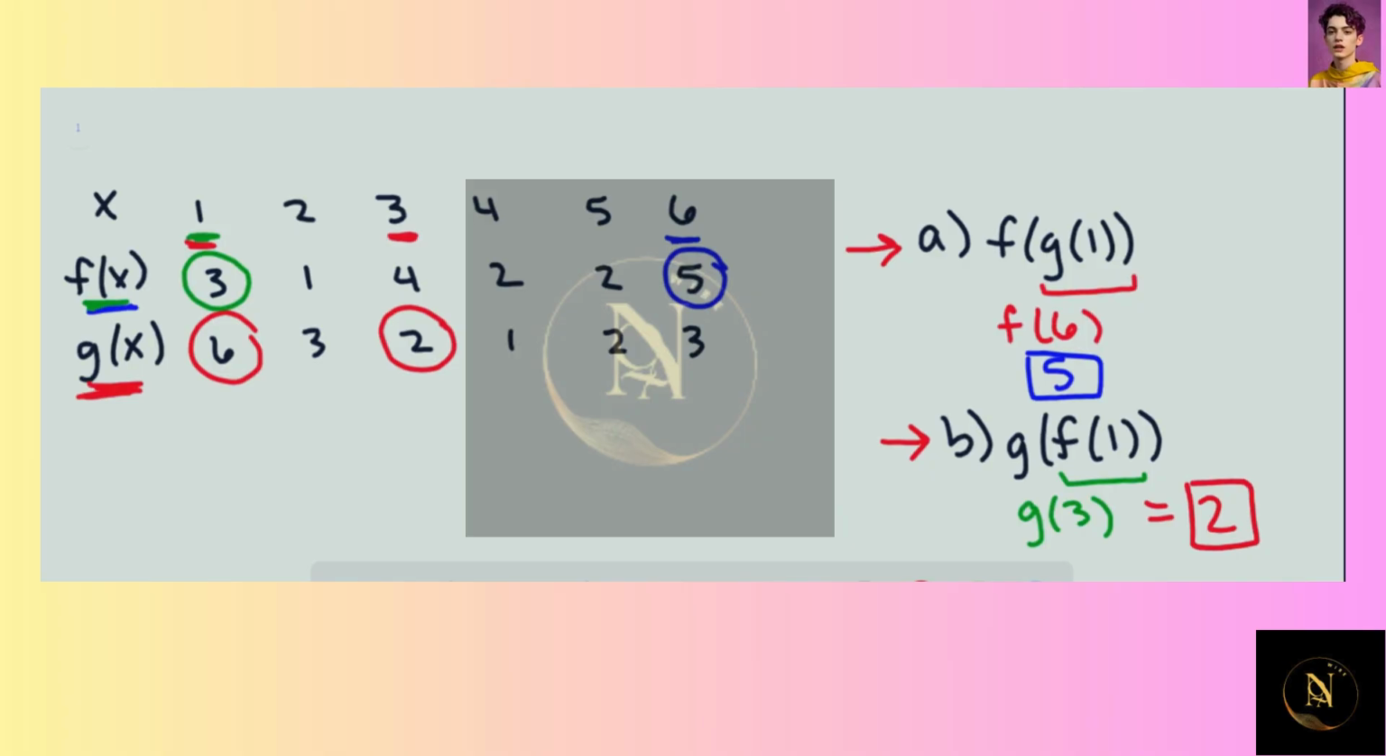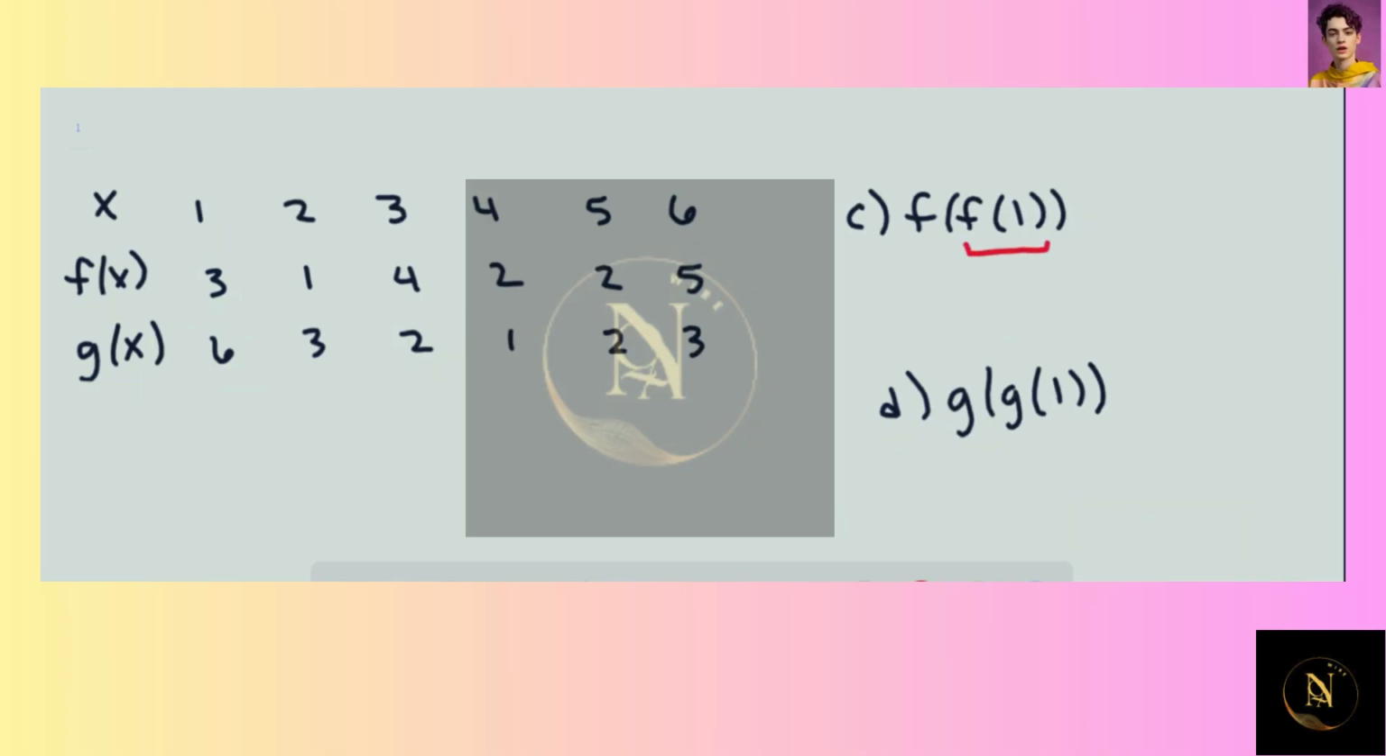Now for part C, let's find f of f of 1. So we start by finding f of 1. So we use the 1 column and the f row, and f of 1 is 3. So we substitute that in, and now we're finding f of 3. So to find f of 3, we use the f row and the 3 column, and we get f of 3 is 4. So the answer is 4.